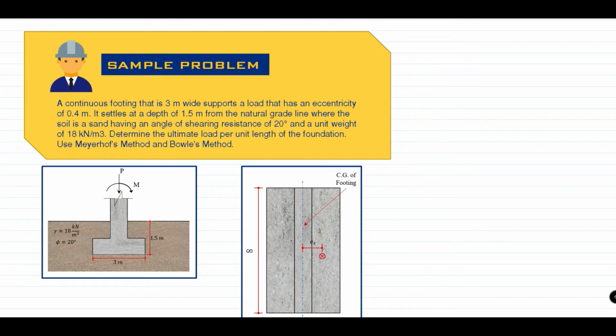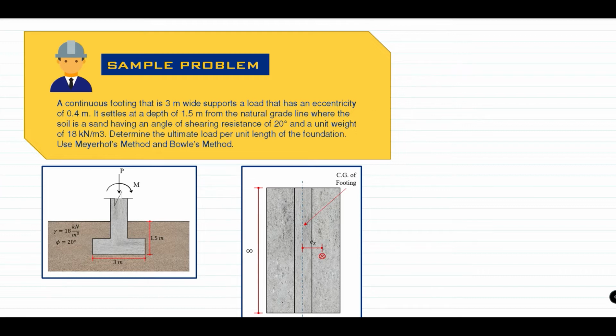So for our sample problem, ito yung ini-state ng problem natin. Sabi dito, a continuous footing that is 3 meters wide supports a load that has an eccentricity of 0.4 meters. It settles at a depth of 1.5 meters from the natural grade line where the soil is a sand having an angle of shearing resistance of 20 degrees and a unit weight of 18 kN per cubic meter. Determine the ultimate load per unit length of the foundation. So we will have to use the Meyerhoff's method and the Bowles method.